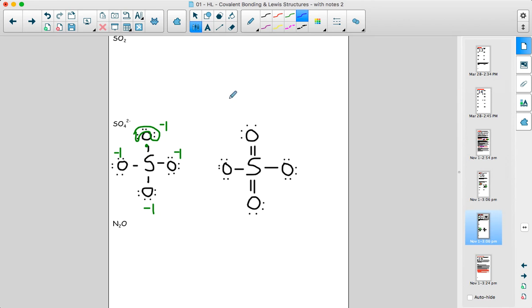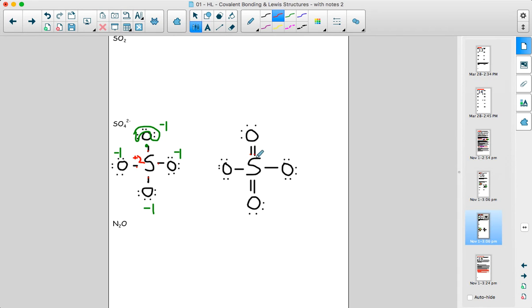The sulfur, on the other hand, has 1, 2, 3, 4 electrons that it has ownership of, as opposed to its normal number of electrons of 6, which means it has a +2 formal charge. So overall, this adds up to 2-, which is the charge, but it looks like there's a lot of formal charge here. Every single atom is carrying a charge. That might not be the best we can do.